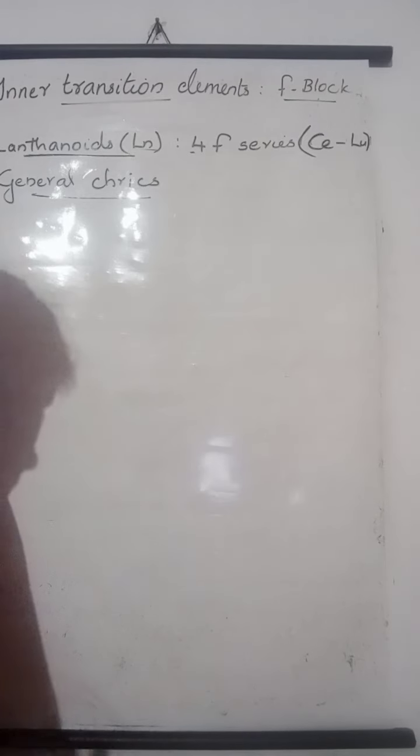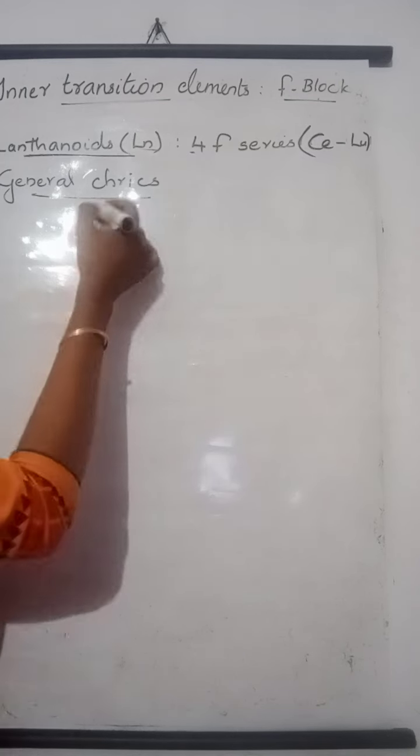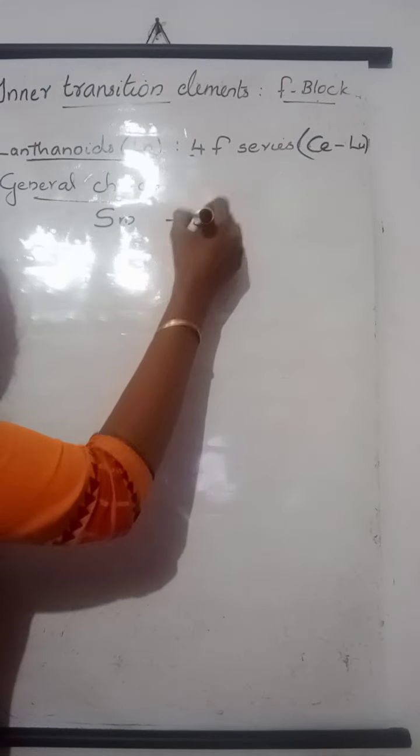General characteristics of lanthanoids. Lanthanoids are all metals. They are soft metals, silvery white in color, and they tarnish rapidly in air. The hardness of lanthanoids increases with increasing atomic number. Samarium is very hard. Samarium is steel hard. The hardness of samarium is comparable with steel.